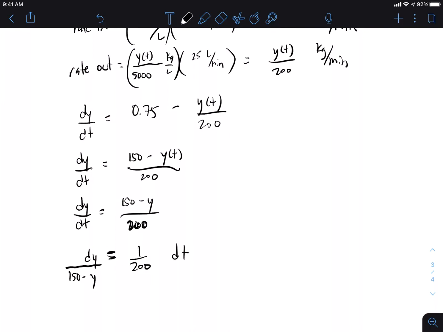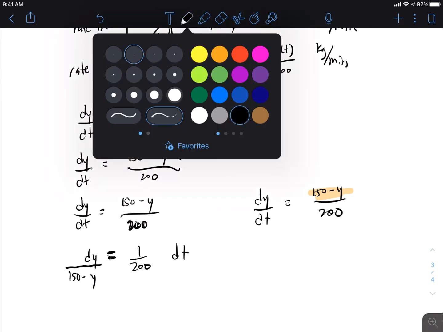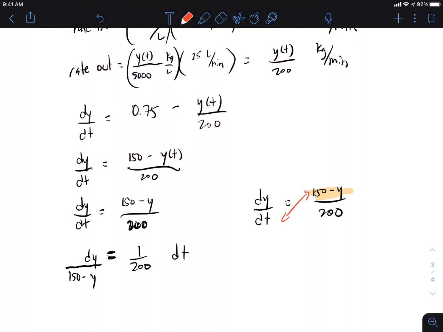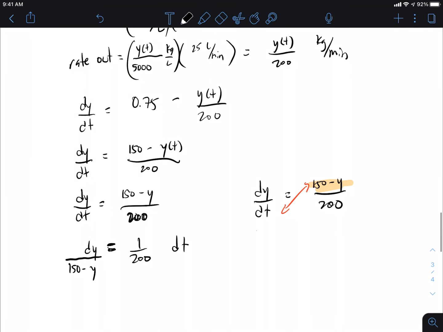Is there any confusion on that? Can you explain that to me, please? I'm confused about it. Sure. So I have dy/dt is equal to 150 minus y over 200. I need the y to be with dy. So that means I'm going to divide by 150 minus y and multiply by dt to the other side. So they're going to, in effect, switch positions. So I end up with dy over 150 minus y is equal to dt over 200.